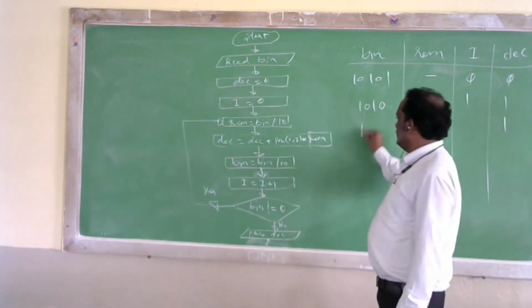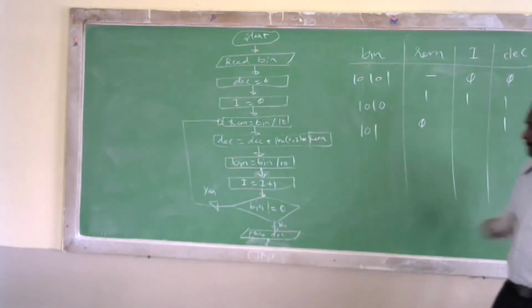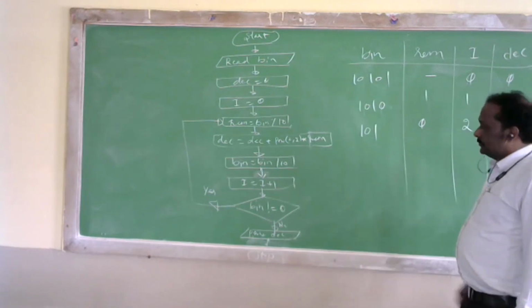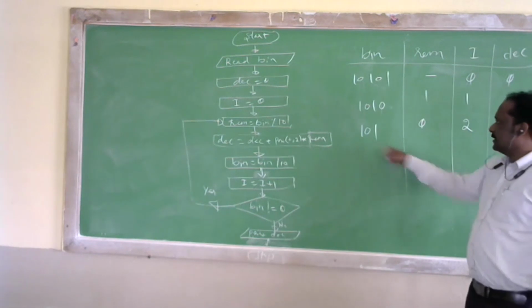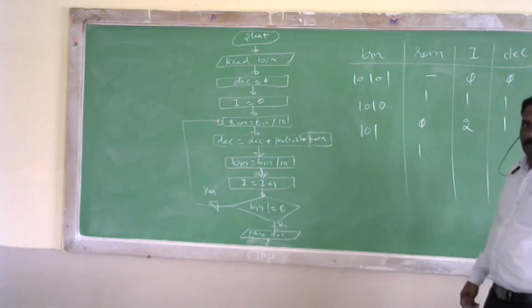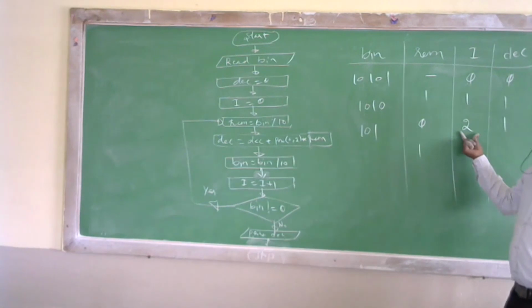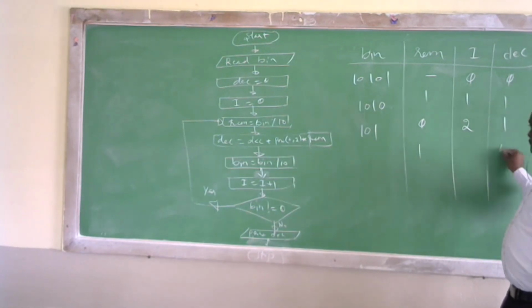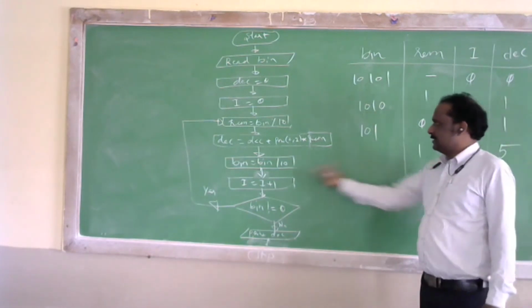Binary is equal to binary by 10. Now the binary value is 101. I is equal to I plus 1. I will become 2. Now binary is not 0, so find the remainder. Remainder is 1. Now what is 2 power 2? 2 power 2 is 4. 4 into 1 is 4. 1 plus 4 is 5.